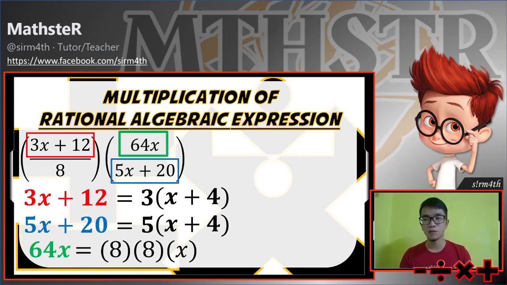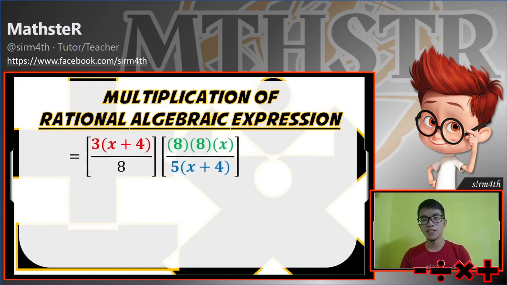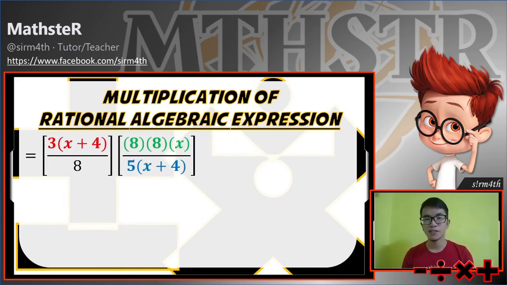Yung mga factored form doon sa 3x plus 12, 5x plus 20, and 64x. Kaya ganito yung magiging itsura niya. Instead of writing 3x plus 12, ang ginawa natin ay 3 times the quantity of x plus 4. And instead of writing 64x, ang ginawa natin ay 8 times 8 times x. And 5x plus 20, siya ay naging 5 times the quantity of x plus 4. Sa ganitong pagkakataon kasi, mas madadalian tayong mag-multiply sa ganitong proseso.